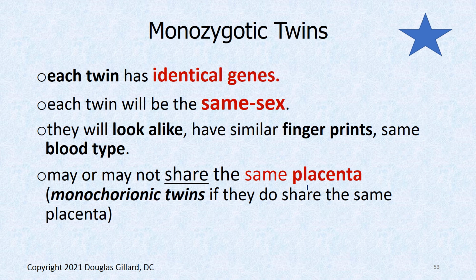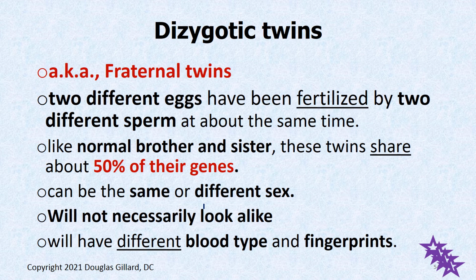They may or may not develop their own placenta. Sometimes they share a placenta. If they share a placenta, that's called a monochorionic twin. They're monochorionic twins, meaning they've shared the same placenta, or they could have their own placenta.